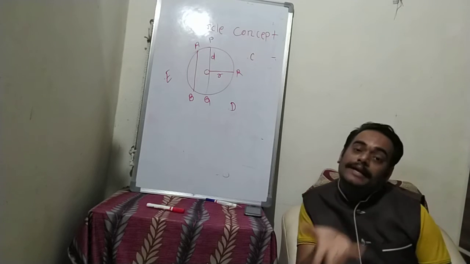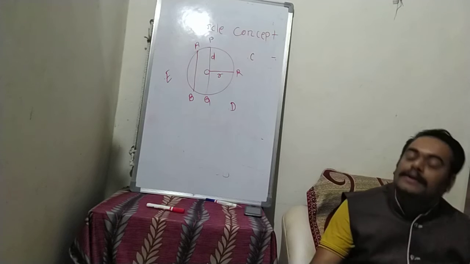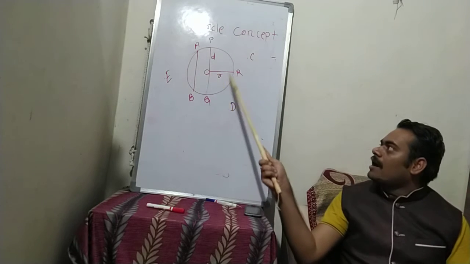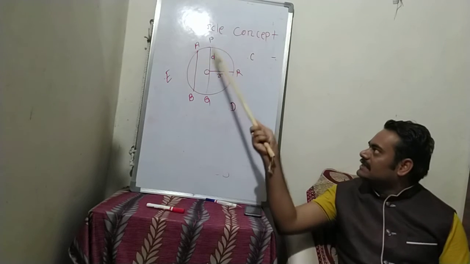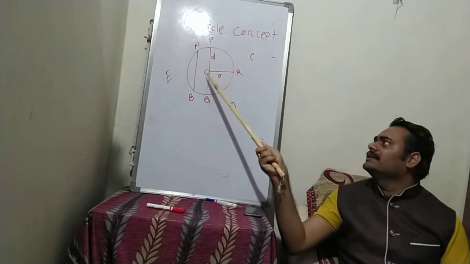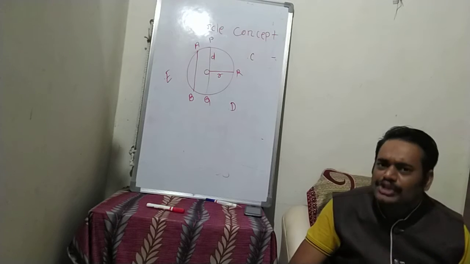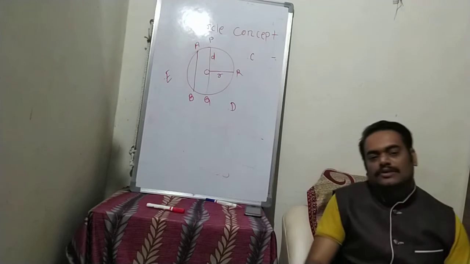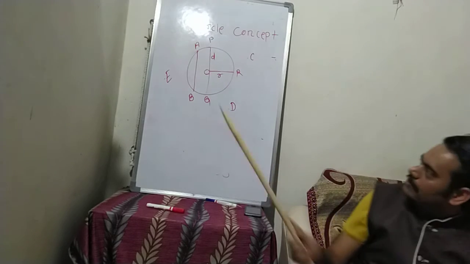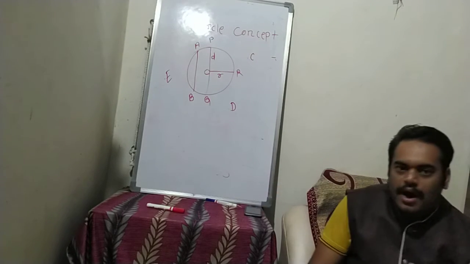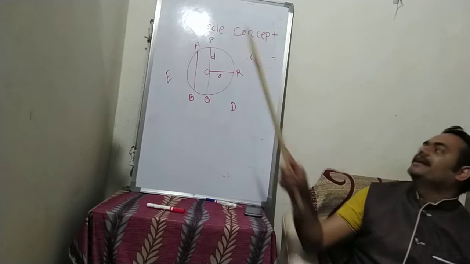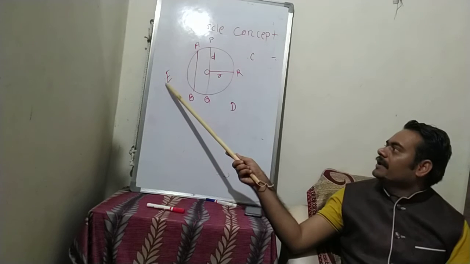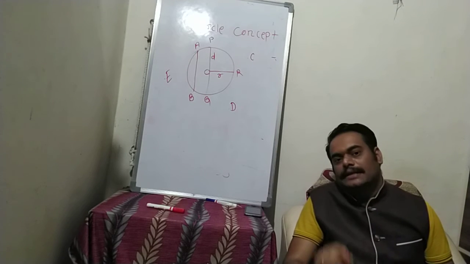Now, concepts related to the circle: interior part, exterior part, and the points on the circle. Firstly, the interior part. The part of the plane which is enclosed by the circle is the interior part of the circle. That means, in short, the points which are present inside the circular area are called the intracircular part. What about the extracircular part? The part of the plane which is not inside the circle is called the extracircular part. These points are called extracircular points.